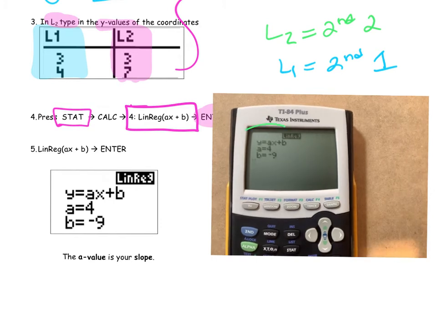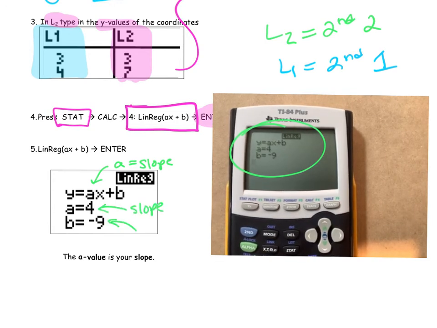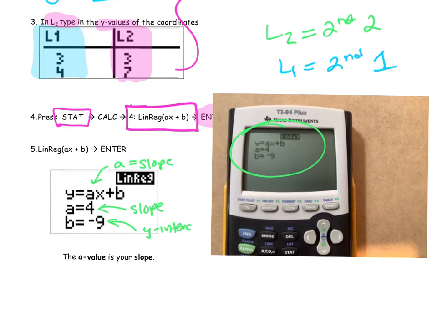Now I have the equation of my line. Your calculator uses A for the slope. You guys are used to M being the slope. For whatever reason, your calculator says, let's use A for the slope. But this is the same thing as y equals mx plus b. In this case, A is your slope, B is your y-intercept.